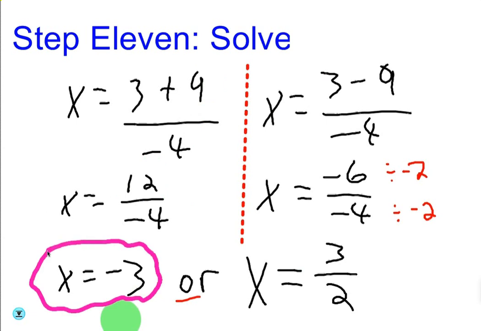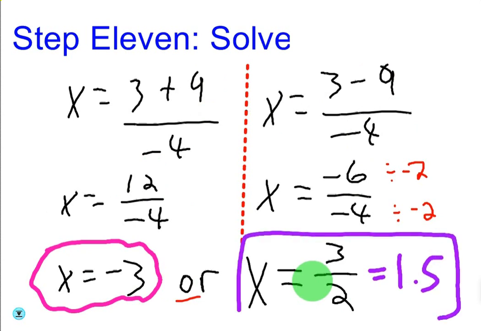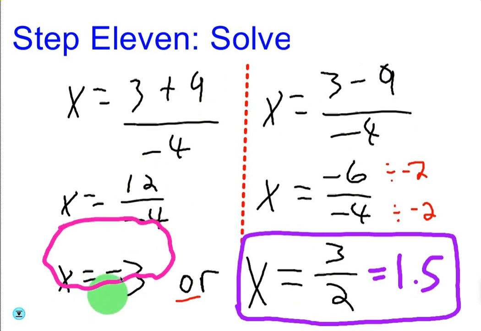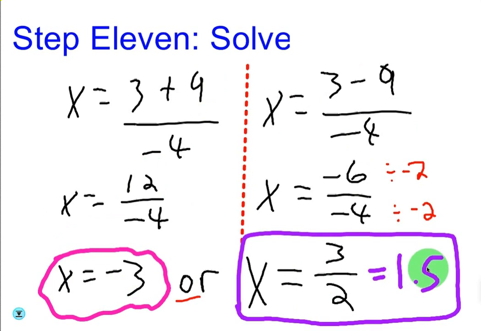Remember, the discriminant said we had 2, so we should have 2. On the right, we have 3 minus 9 over negative 4, which is negative 6 over negative 4, which reduces to 3/2, which you could write, if you wanted to, as 1.5. You don't have to. You can leave it as a fraction if you want. But that's why we break it down into two different answers, because there are two answers. Negative 3 is much different than 1.5.